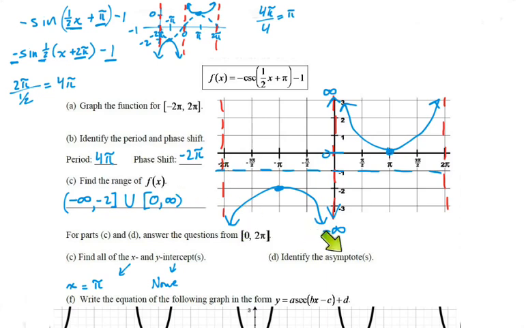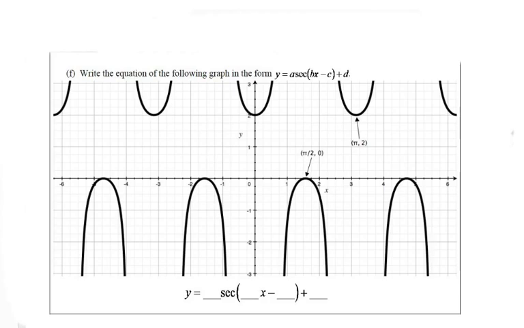D says identify the asymptotes. Remember, we're only from 0 to 2 pi, and we're including 0 and 2 pi. And look, we have an asymptote right at 0 and an asymptote right at 2 pi. So I'm going to say one asymptote is at 0, and the other asymptote is at 2 pi. So there you have it. There's your asymptotes, your x-intercepts. That one's done.